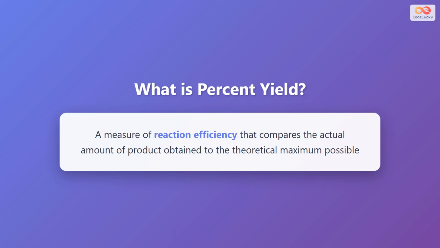Percent yield is a measure of reaction efficiency. It compares the actual amount of product you obtained in your experiment to the theoretical maximum amount that was possible according to stoichiometry. Think of it as a way to see how well your reaction actually performed.